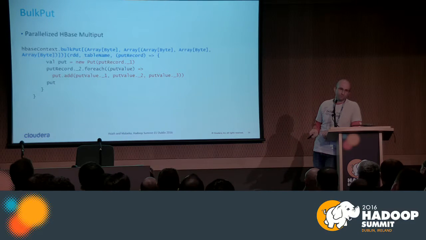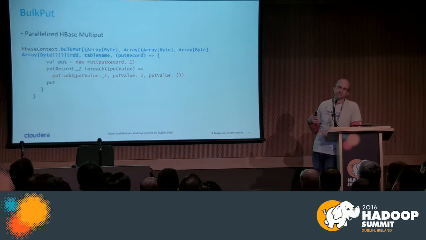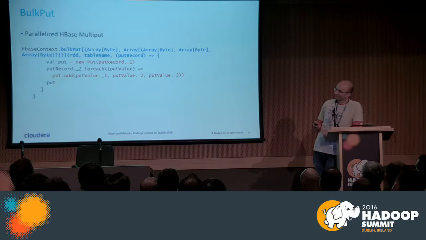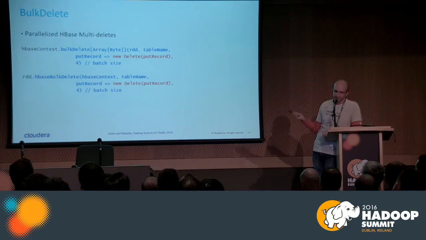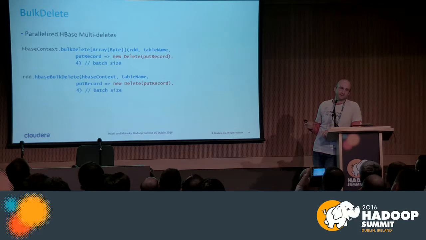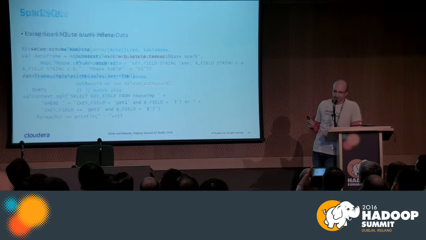Maybe you don't want to use bulk load. Maybe you want to do a bulk put. This is very realistic in the case of something like Spark streaming, right? You wouldn't want to be doing bulk load jobs during Spark streaming. That might create a lot of HFiles. And then we have also bulk delete, right? There might be a situation where you want to delete a lot of records, right?